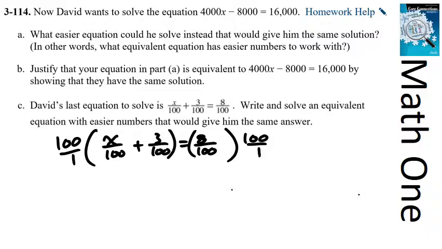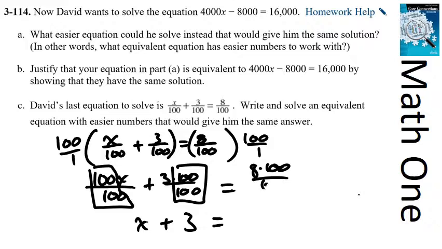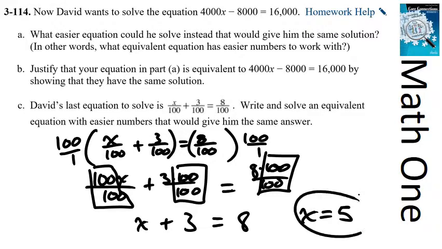On the left-hand side, as I use the distributive property, I get 100x over 100 plus 3 times 100 over 100. And I immediately see there's a giant 1 there, right? That's x plus a giant 1, 3. And then that equals, on the other side, 8 times 100 over 100. Again, that's the number 1, so I'm left with 8. All I need to do is subtract 3 from both sides, and I see that x is the number 5. x equals 5. 5 100ths plus 3 100ths equals 8 100ths. Oh yeah, that's true.